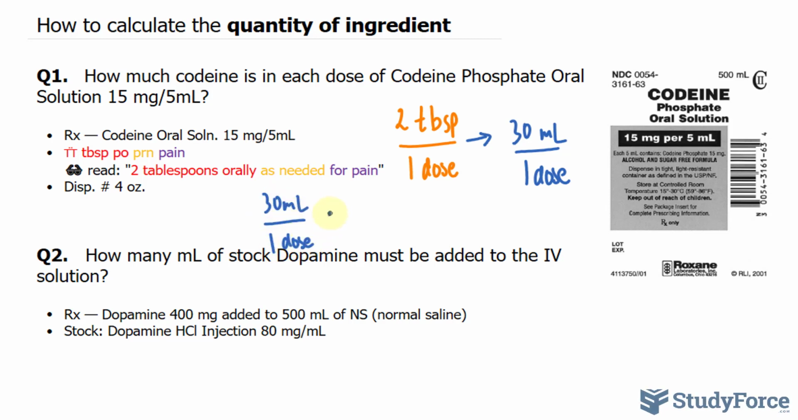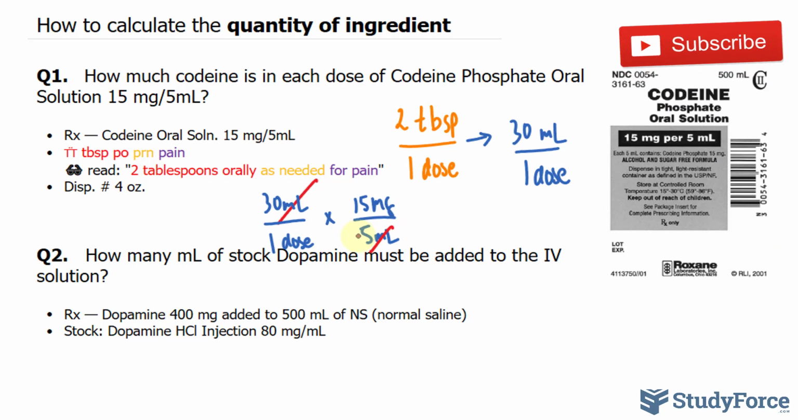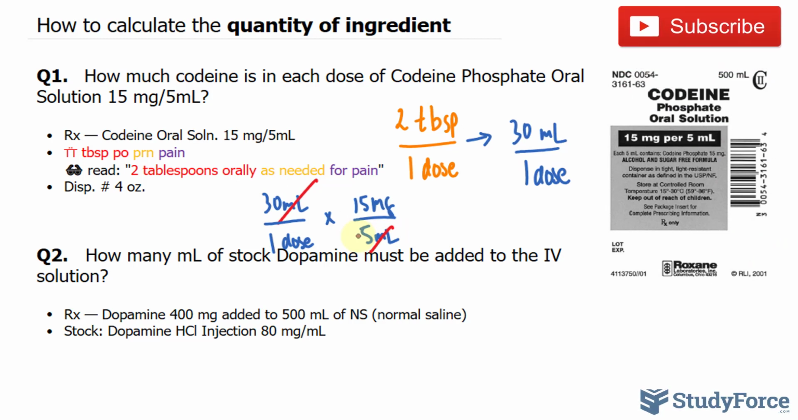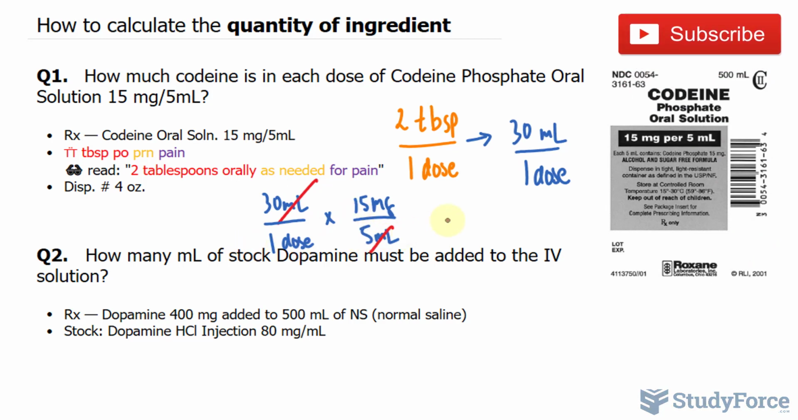I can actually multiply it to this ratio that tells us the amount of codeine per every 5 milliliters of solution. And by multiplying it to the ratio, I have 15 milligrams per 5 milliliters. Notice that I placed the 15 milligrams at the top, and at the bottom of the fraction I placed 5 milliliters. I did that strategically so that when I multiply these out, this unit and this unit cancel out, and we have 30 times 15, which is 450, divided by 1 times 5, or divided by 5 technically.